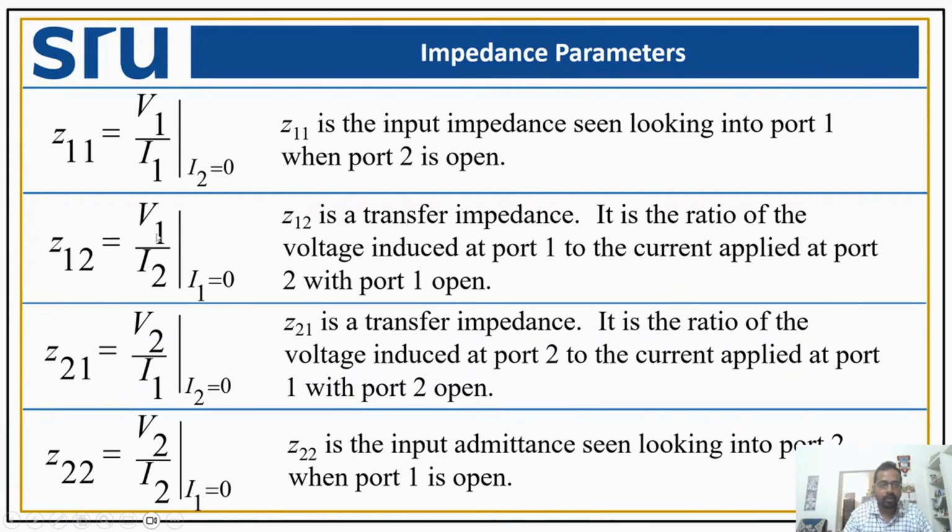Here we have 1-2 because we apply the excitation at port 2 and see the response at port 1. Similarly, we apply the excitation at port 1 and see the response at port 2. In Z11 and Z22, we excite and see the response at the same port. That is the reason we call these driving point impedances, and 1-2 and 2-1 are called the transfer impedances. Okay.